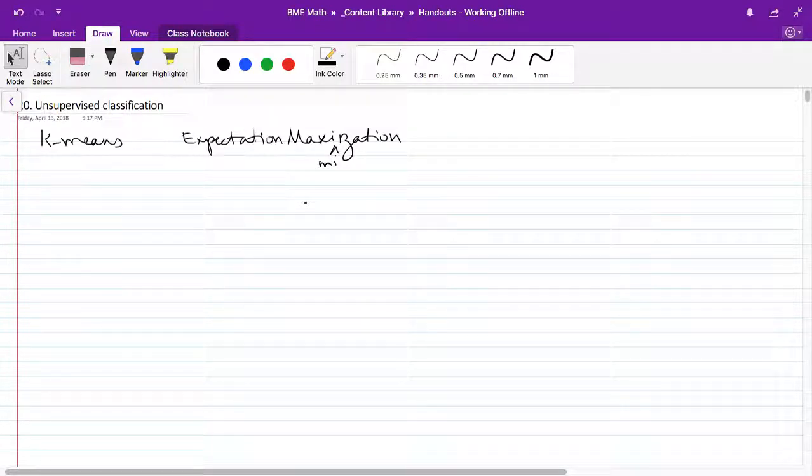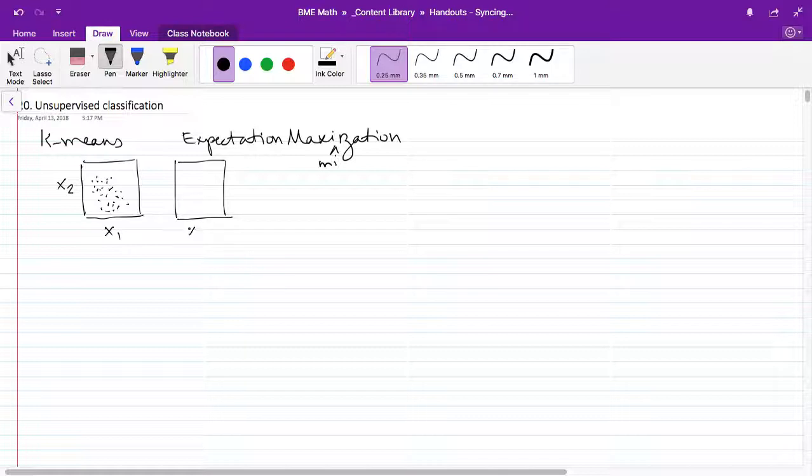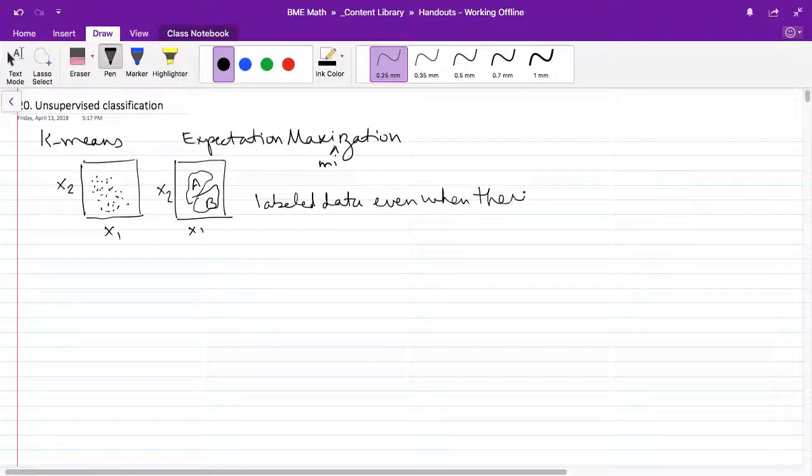And the idea is really as follows. What you have is some space of data. Call it x1 and x2. And you have some data points there, like this. And they're not labeled, so you don't know what belongs to what. What you hope to do is label that data so that when you look at it, you say, well, actually, these data over here are from class A, and these data over here are from class B. So you want to get labeled data even when there are no labels.